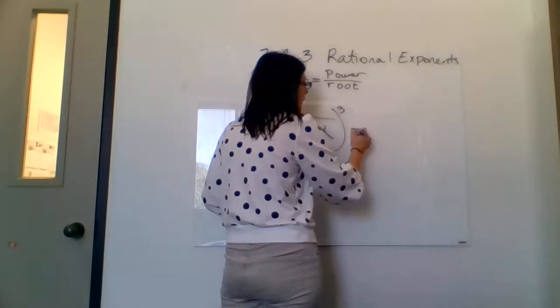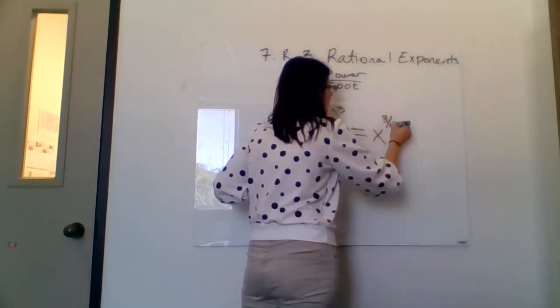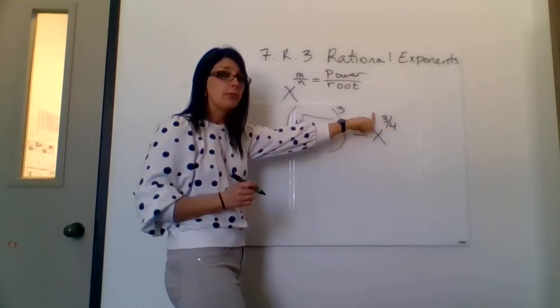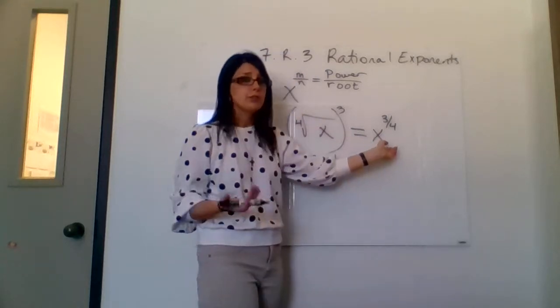So we can rewrite this expression as x to the power of 3/4. I'm taking the fourth root of x and raising it to the third power. So we have radical form and exponential form with a rational exponent.